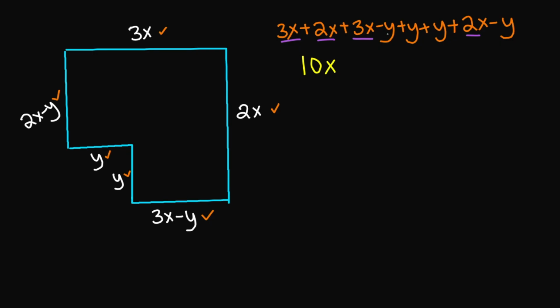And then you have negative y plus negative y. This is going to equal negative 2y. And then plus y plus y. This is going to equal a positive 2y. And from this step here, notice that your 2y's are going to cancel out. So you have a negative 2y here and a positive 2y here. That's going to cancel out. So that means your final answer here is just going to be 10x.